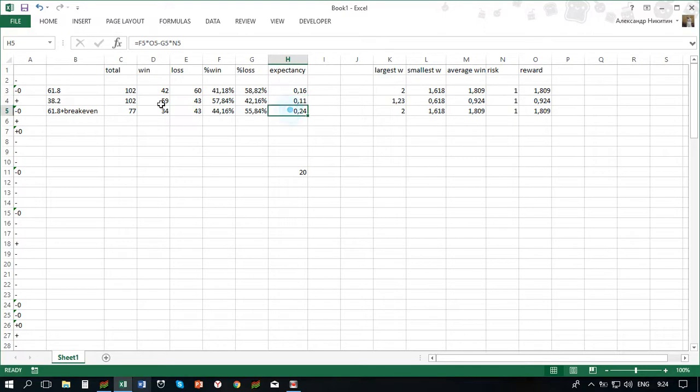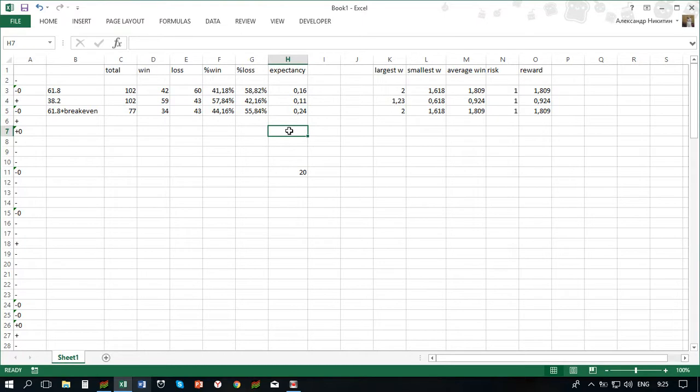Okay, and with break even we have the phenomenon of synergy, when you have a result that is much better than if you have separately this and separately this. What does it mean? It means that when price hits target 2, you don't close your position, you just do the break even, and let it run till the 618. So your expectancy is 0.24.